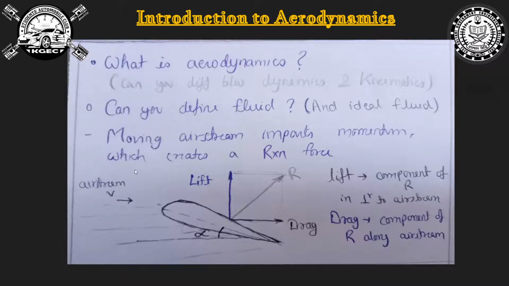Okay, so anytime the airstream is obstructed by an object, the air particles collide with the object and impart momentum to it, and that imparted momentum creates a reaction force. If we resolve this reaction force into two components, we get the drag and the lift force. The component of the reaction force which is along the airstream is called the drag force, and the component of the reaction force which is perpendicular to the airstream is called the lift force.